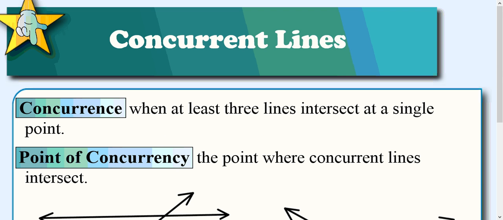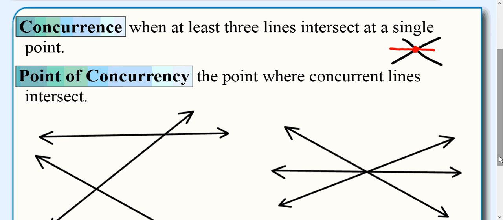So first of all, the word concurrent just means that they intersect at a single point. 3 lines. Nothing special about 2 lines intersecting at a single point. That's nothing special. 2 lines always intersect at a single point. But if you can add in a 3rd line that also intersects at that same point, that's pretty special. It's different. Doesn't happen all the time. And then that point where they intersect is called the point of concurrency.